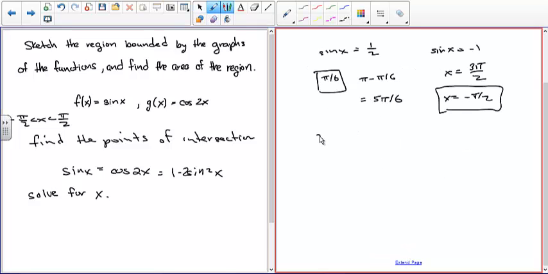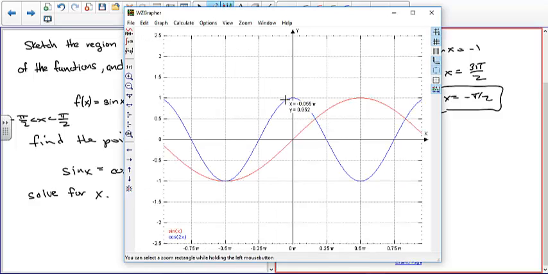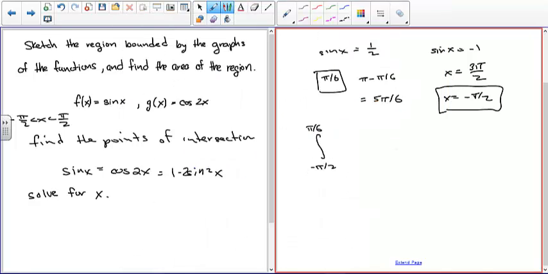So all we have to do now is integrate from negative pi over 2 to positive pi over 6, which are the limits where they intersected, and we have to figure out which one's on top. So the blue curve is on top, which is the cosine of 2x, or 2 theta. So we're going to take the cosine of 2x, and I'm going to subtract the sine of x multiplied by dx.